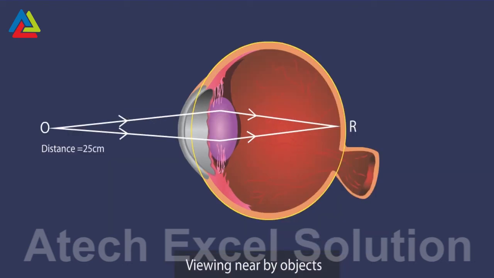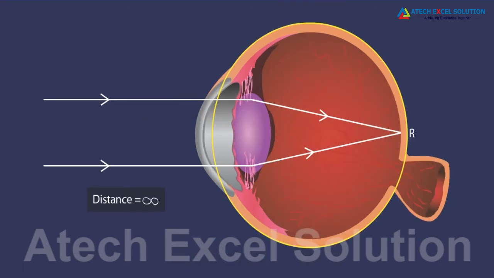When we look at a nearby object, the ciliary muscles contract, the eye lens bulges out and becomes thick and its focal length is reduced. This focuses the light from the nearby object on the retina. The smallest distance at which eye can see objects clearly without strain is called near point of eye. It is about 25 centimeters for a normal eye.